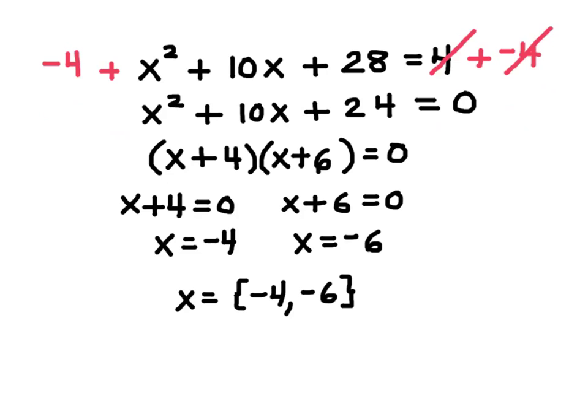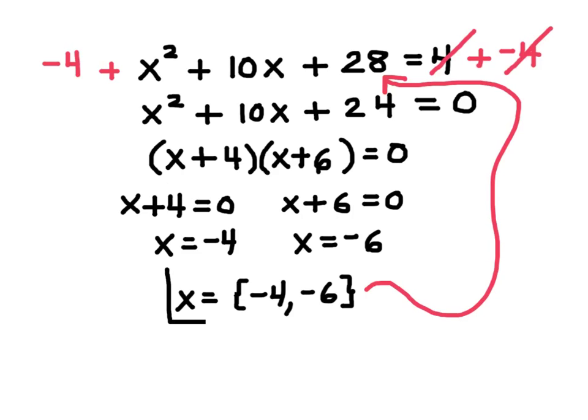Here I've moved this up. And so what we can do is we can check our answer by plugging in the two values, negative 4 and negative 6, into our original equation. And when we do, we'll find that both negative 4 and negative 6 are valid solutions to the original equation.